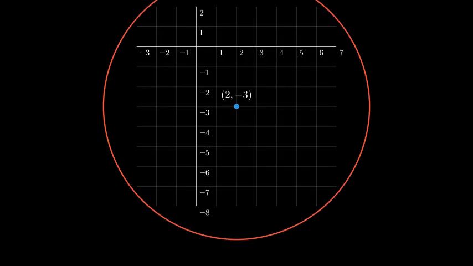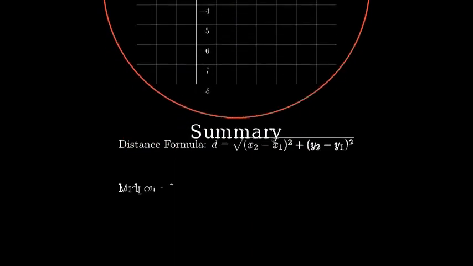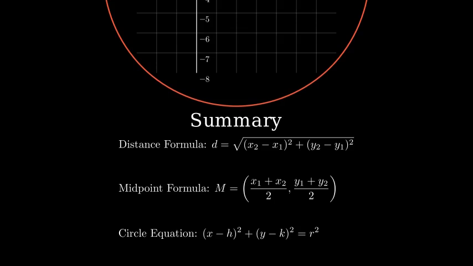To summarize what we've learned today, we covered the distance formula, which calculates the straight line distance between 2 points. d equals the square root of (x2 minus x1) squared plus (y2 minus y1) squared. The midpoint formula gives us the point exactly halfway between 2 points. M equals the point with coordinates (x1 plus x2) divided by 2, (y1 plus y2) divided by 2. And the standard form of a circle equation, (x minus h) squared plus (y minus k) squared equals r squared, which represents a circle with center at (h, k) and radius r.